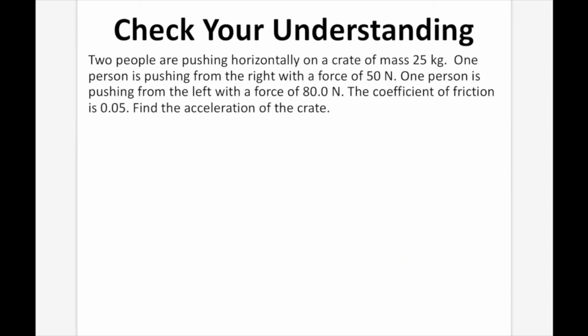Check your understanding. 2 people are pushing horizontally on a crate of mass 25 kilograms. 1 person is pushing from the right with a force of 50 newtons, 1 person is pushing from the left with a force of 80 newtons. The coefficient of friction is 0.05. Find the acceleration of the crate. So I'd like you to pause the video and answer this question.